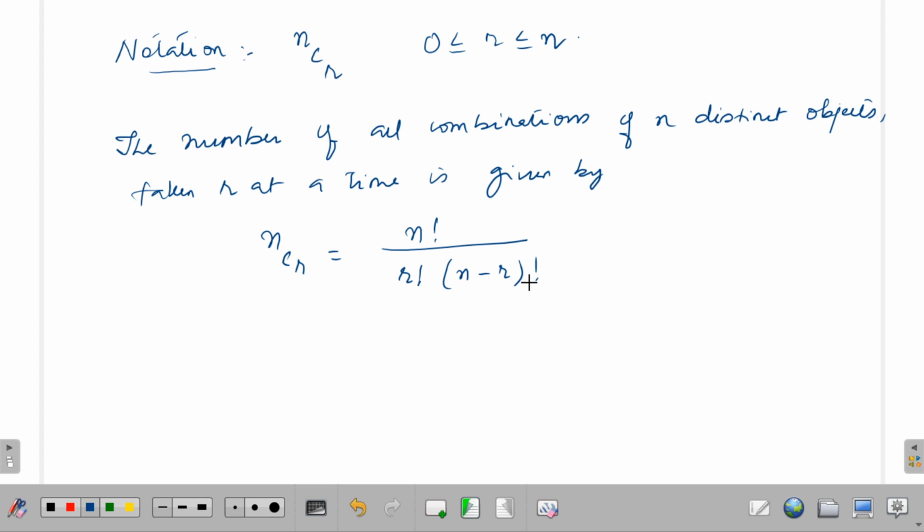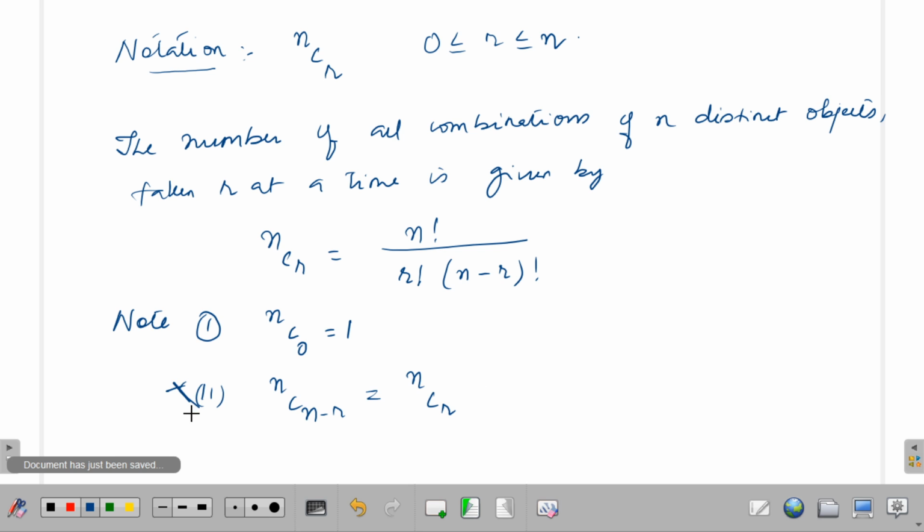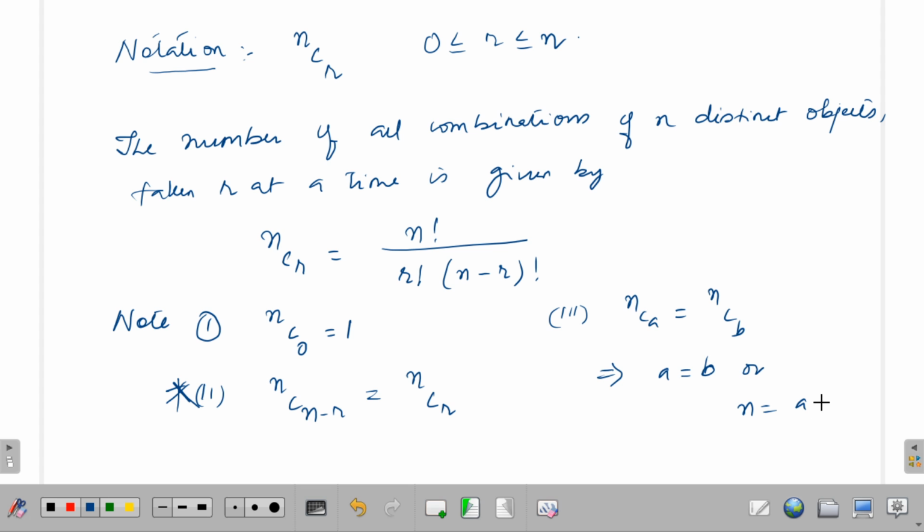Okay, the second thing you have to know is, as a note, number one is NC0 is equal to 1. Also, number two is that NC(N minus R) is equal to NCR. This one is quite important, so when we do the sums, we'll know how to use this one. Then let me go to number 3. Always remember that NCA is equal to NCB if A is equal to B, or N is equal to A plus B. And also I can go with this one, your NCN. So your NC0 and your NCN happen to be both 1.